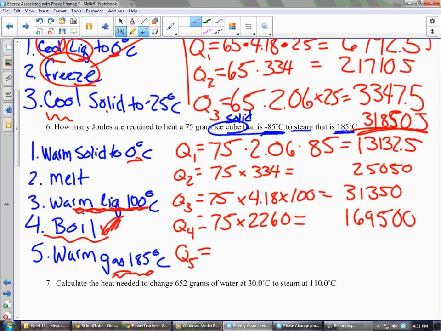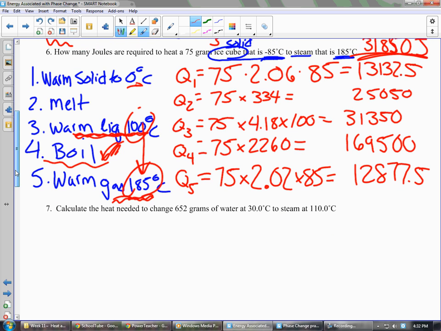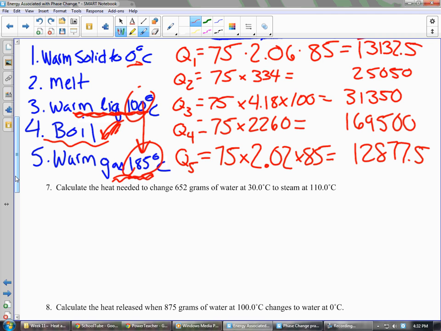I'm now a gas, and I want my gas to go to 185, so I'm going to take my 75 grams of water there, and I'm going to multiply the C for a gas, which is 2.02, and then now, very careful, we already paid to go to 100, I just need to go up 85 more degrees, and I'm going to be at 12877.5. If you add those all together, you should be looking at a grand total of 251,910 joules.